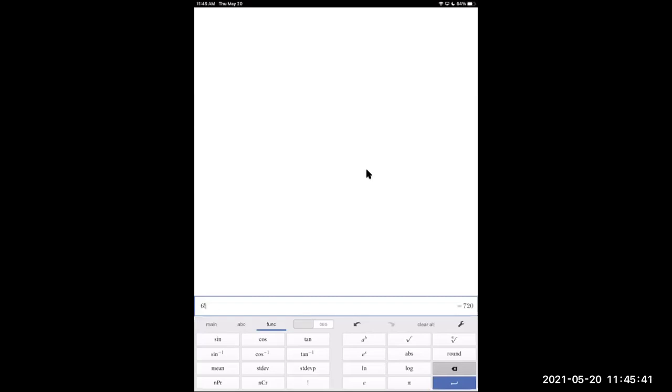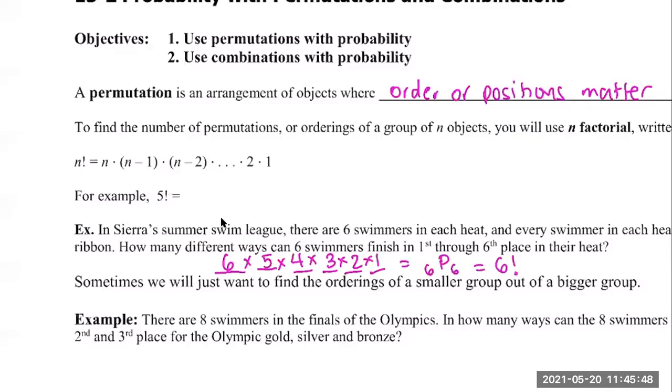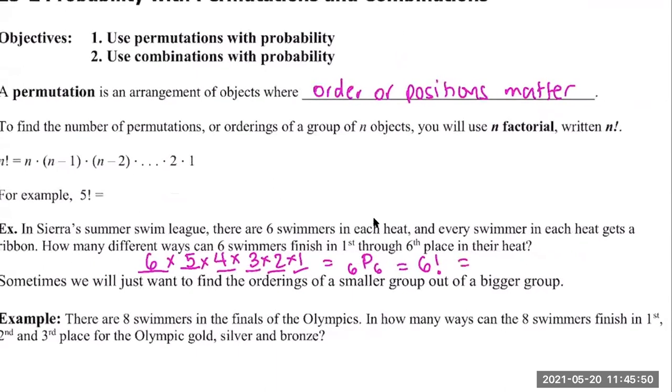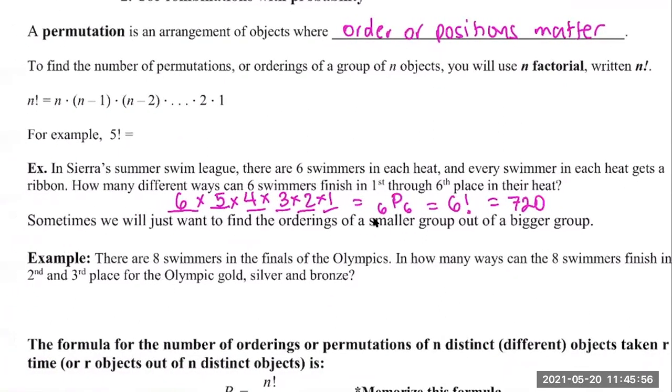So in theory, 6 factorial, we're going to go back and put 720 different ways for that arrangement to occur. But we know that not every contest is going to have 6 swimmers with 6 winners. That's probably not likely.